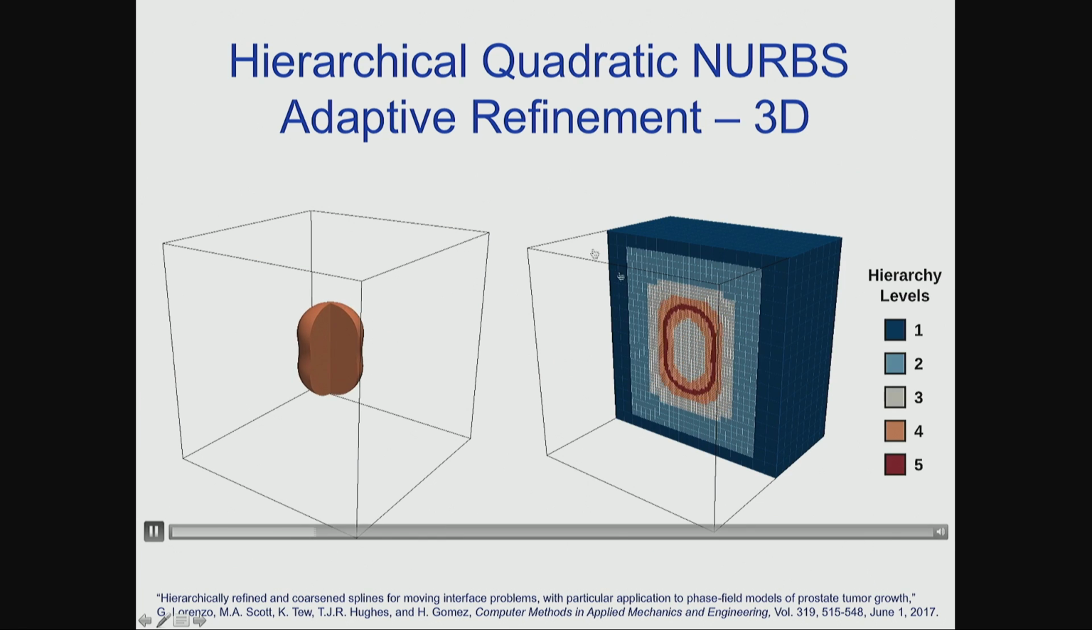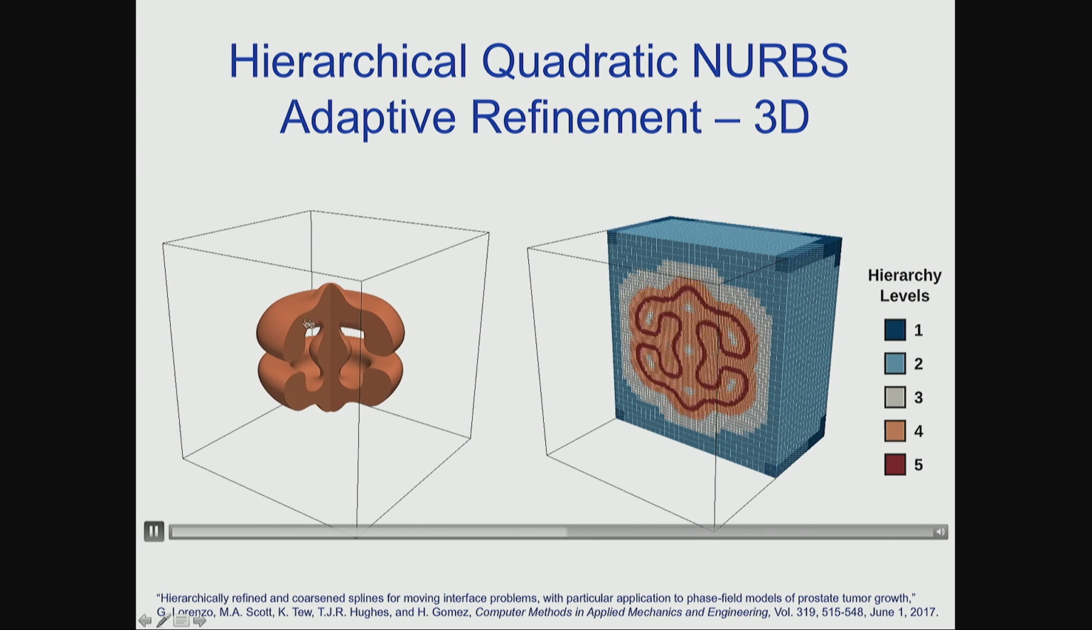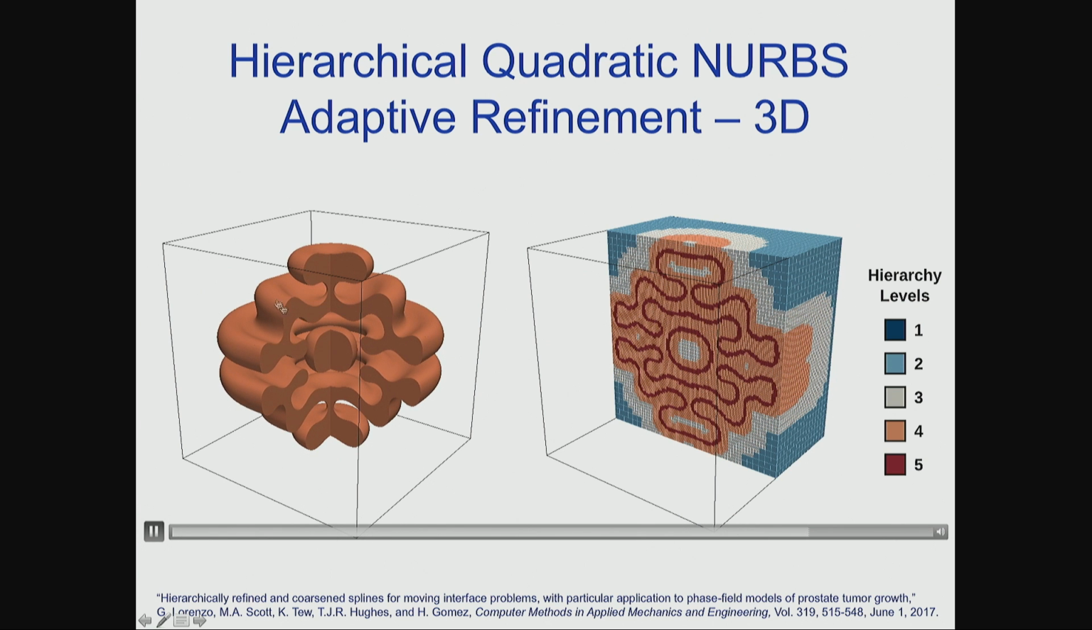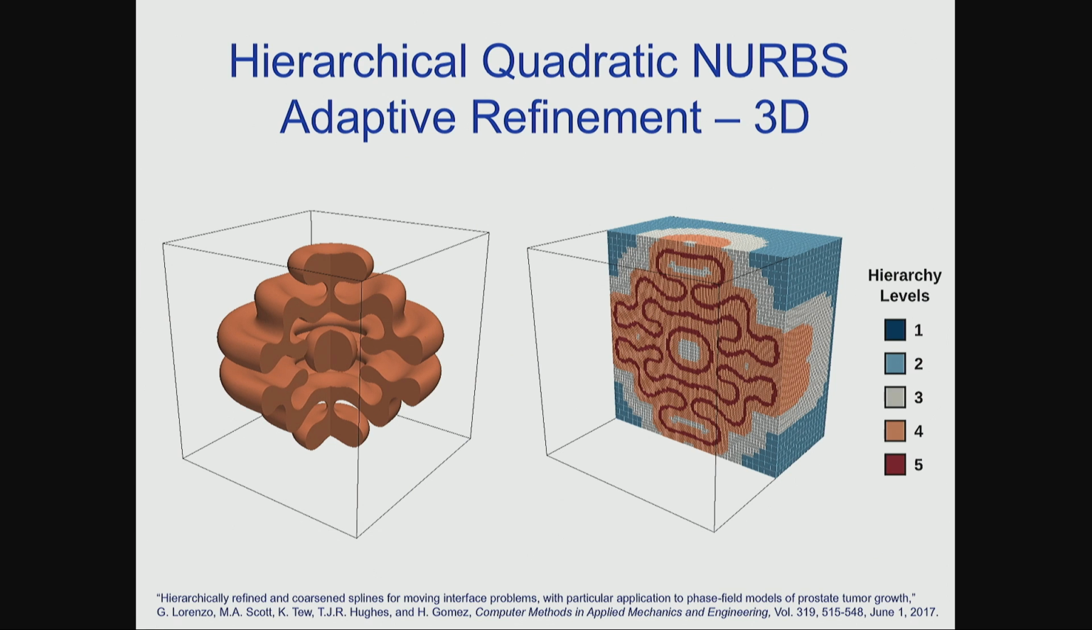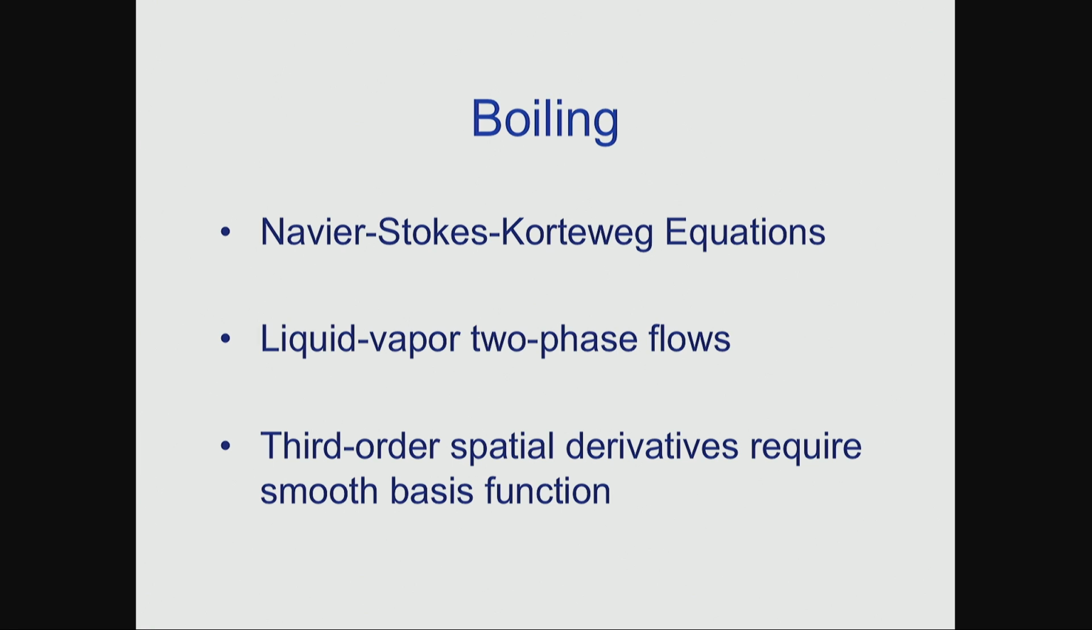And the same idea with sort of a toy problem in 3D. Again, seeing quite nice resolution and efficient solution. So hierarchical embedded refinement is a very powerful tool here. And again, you never change the geometry as you do that.